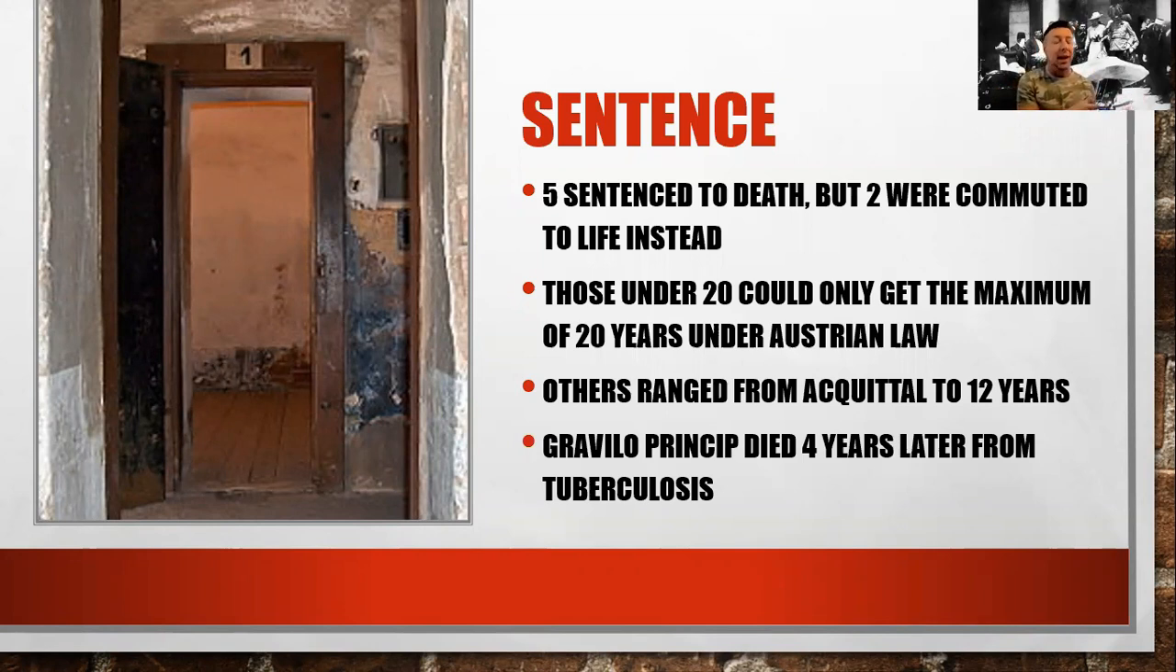Now, others, they get anywhere from being acquitted to 12 years. Gavril Princip is sentenced to hard labor, and he dies about 4 years later due to conditions of tuberculosis. This is his cell that he was in, number 1, and he lives there until he dies from this disease.